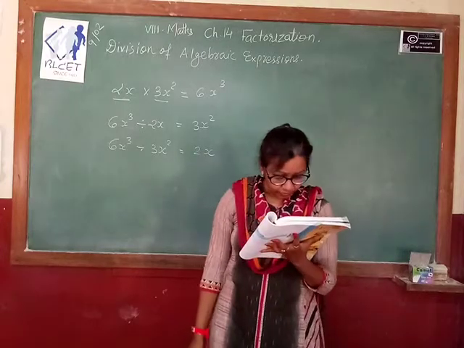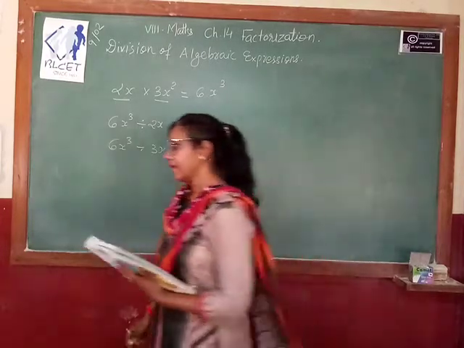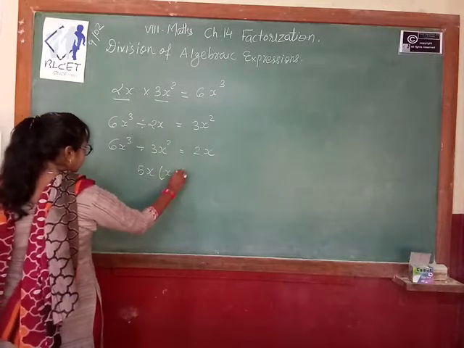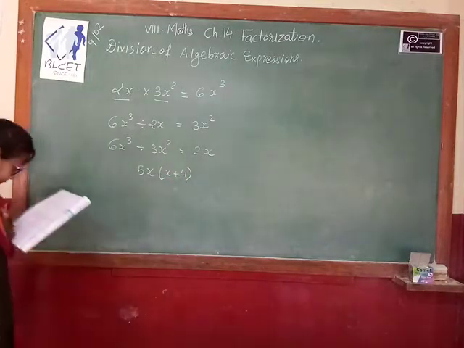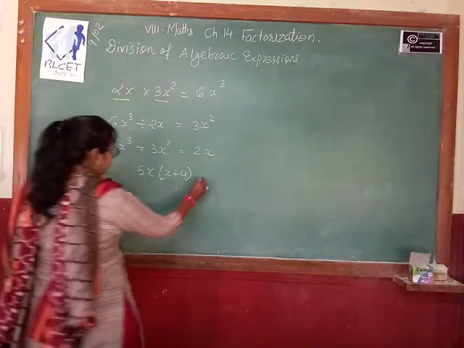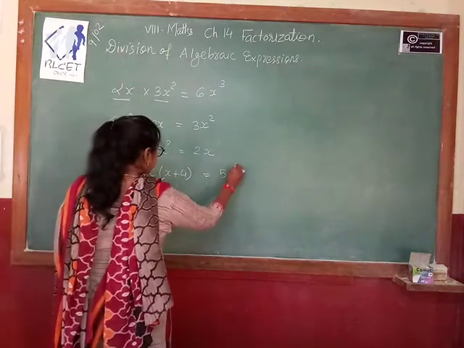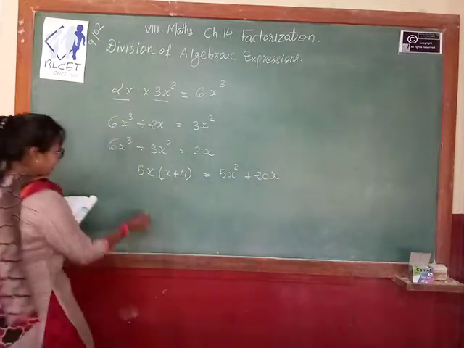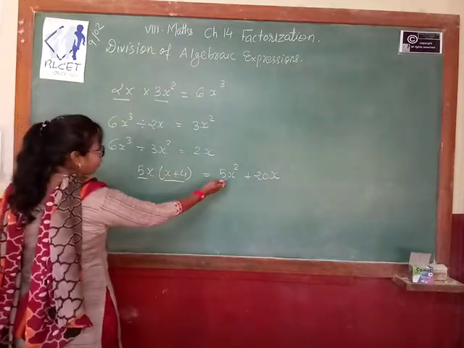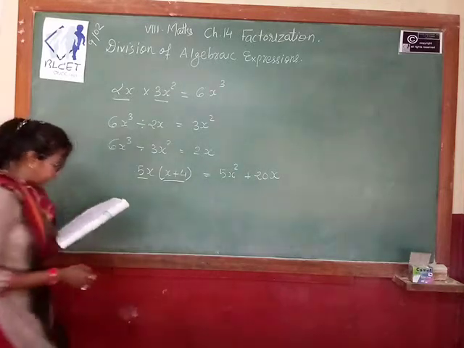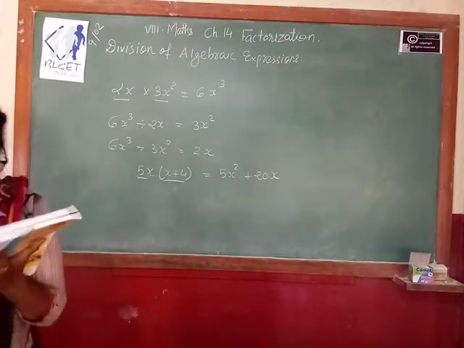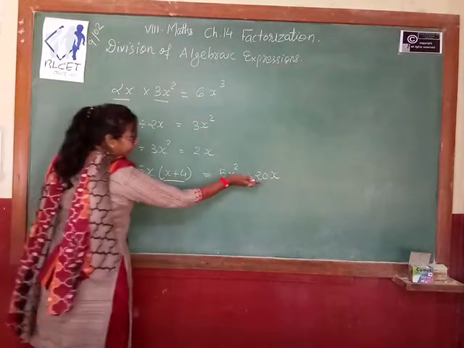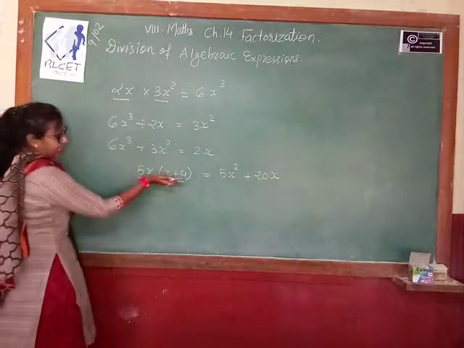it is very simple to do the division of algebraic expressions. One more example is given to you: 5x into x plus 4, which is equal to what? 5x square plus 20x. So what can we say, these two are the factors of 5x square plus 20x. So it is very easy to do the division of this algebraic expression by 5x and x plus 4.